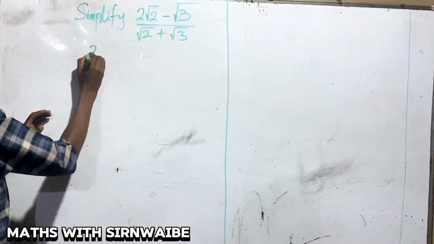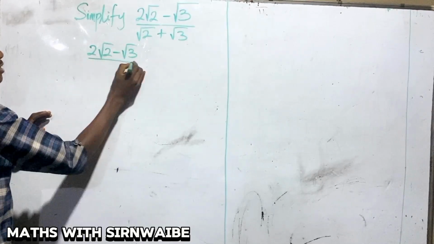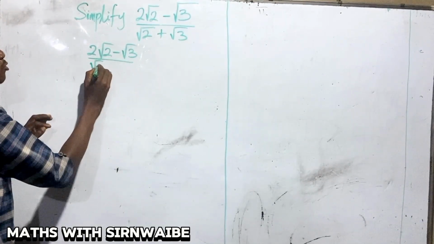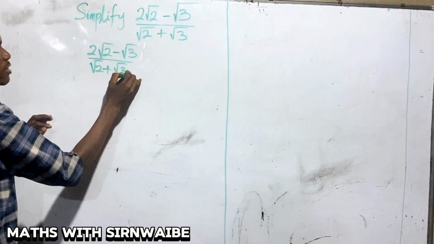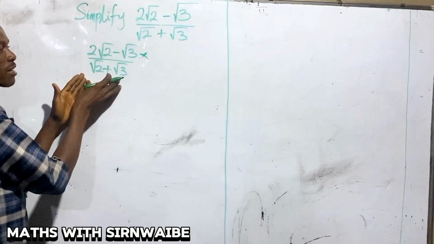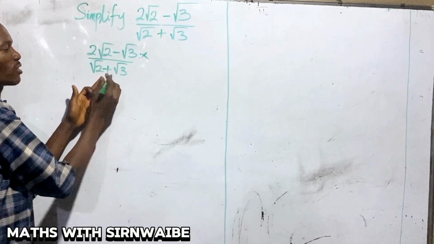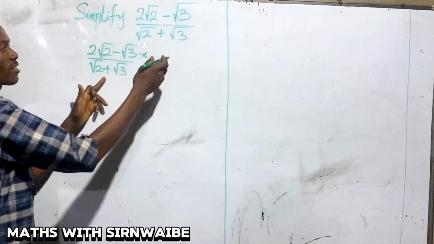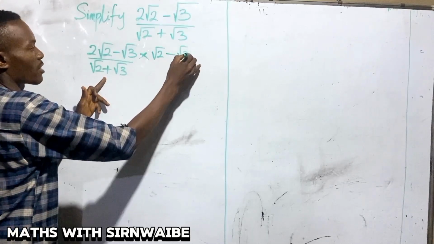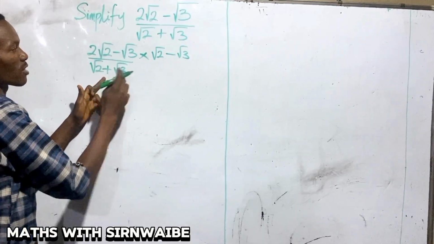So we have 2√2 minus √3. That is the numerator. Then the denominator is √2 plus √3. Now we need to multiply it with the denominator, but this time around we find the conjugate of the denominator. The conjugate is all about changing the sign here. So we're going to have √2 minus √3. So √2 minus √3 is the conjugate of the denominator we have here.